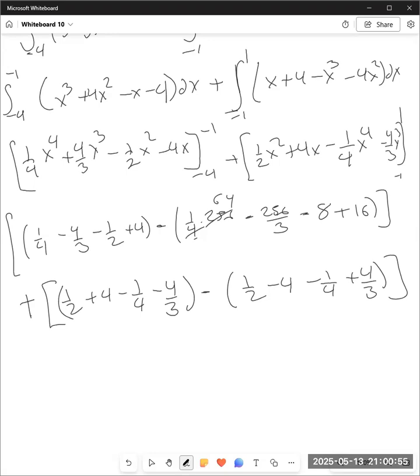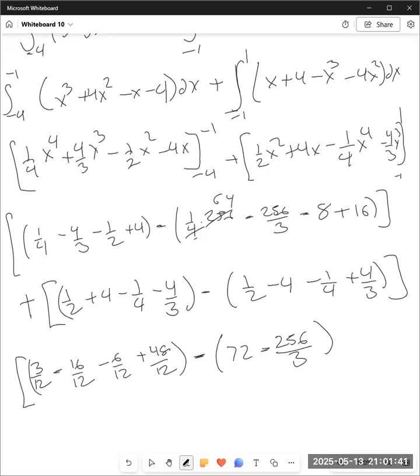So this is going to be common denominator of 12. This is 3/12 minus 16/12 minus 6/12 plus 48/12, minus 64 plus 16 is 80. 80 minus 8 is 72, minus 256/3.